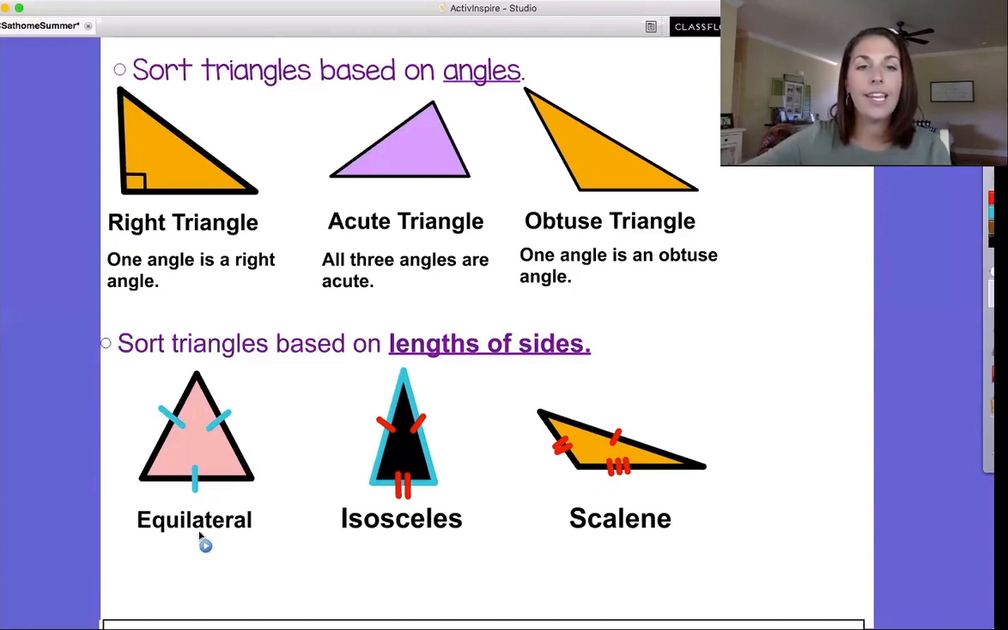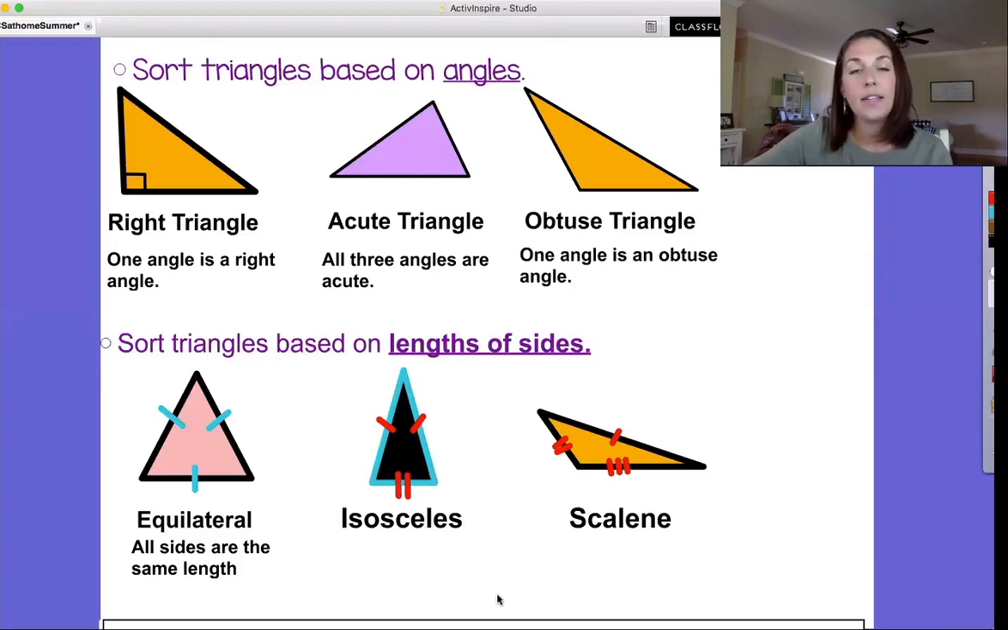So let's look here. This is called an equilateral triangle. This is pretty easy to remember because I hear that word equal in equilateral. So when I hear equal and equilateral, I think all 3 sides are equal lengths, or are the same length. So if I measured using a ruler, all 3 of those sides would measure the same length.